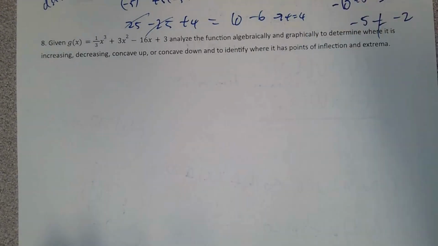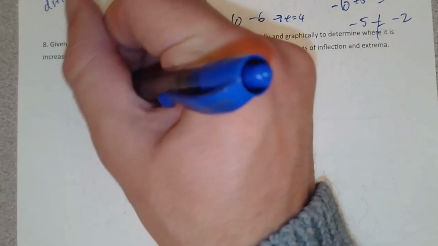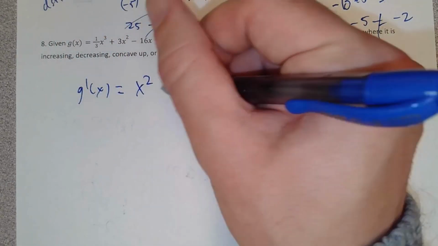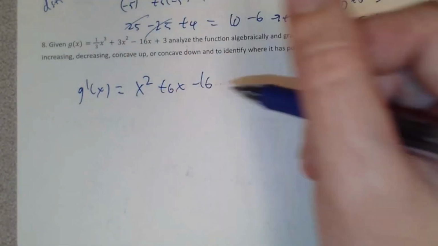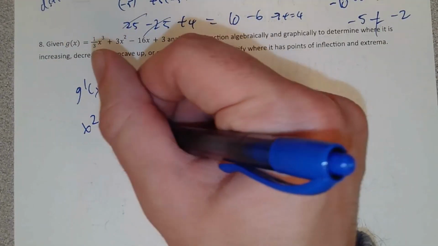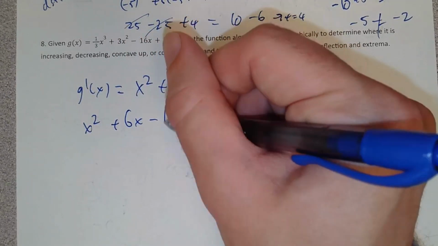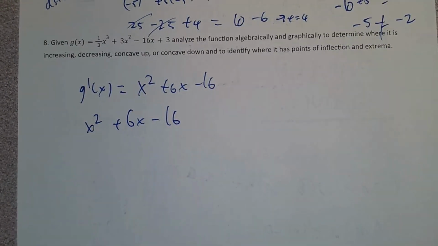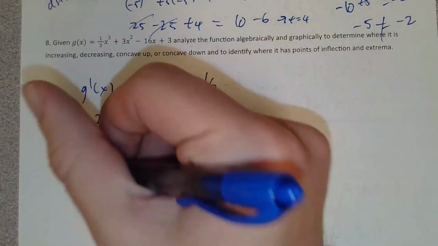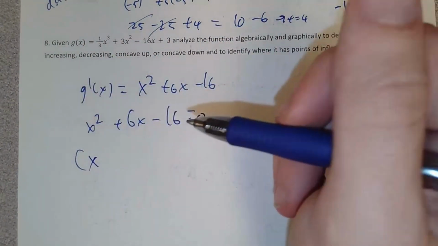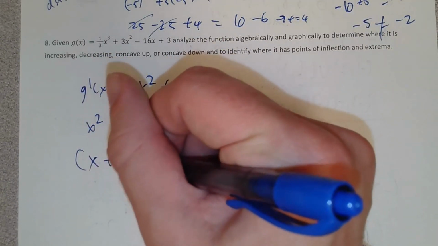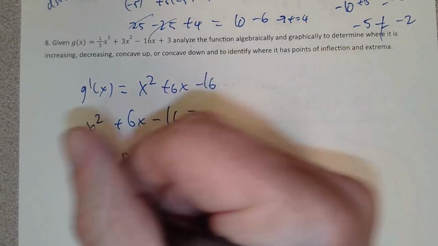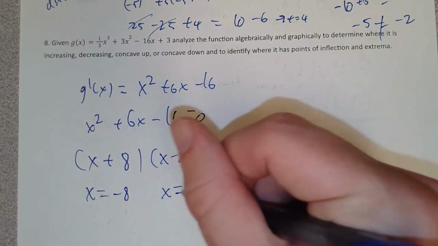Let's get started. When you're trying to figure out where it's increasing and decreasing, you need to take the first derivative. So we're going to do that first. First derivative is x squared plus 6x minus 16. We're going to set that equal to 0, and we're going to factor it. Two numbers that multiply to get -16, and they add to get 6. That's going to be x plus 8, x minus 2. So my solutions are x equals -8 and x equals 2.